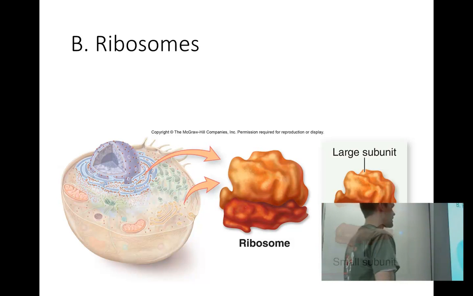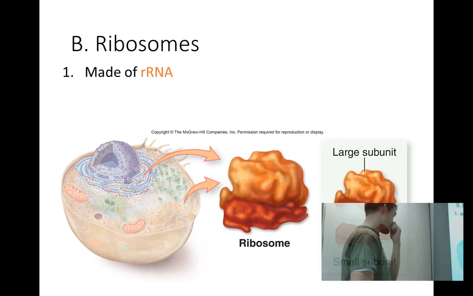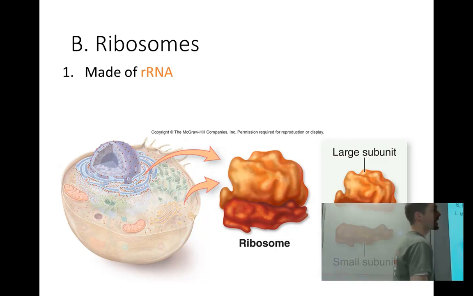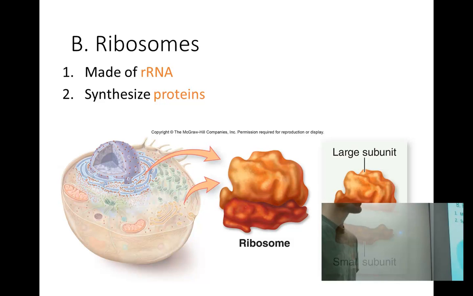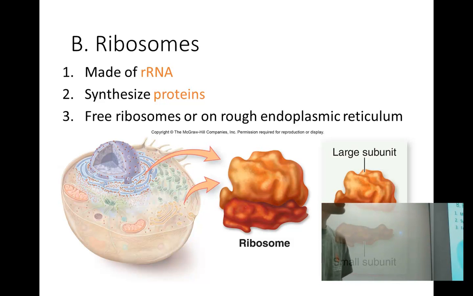Okay, ribosomes are not an organelle, but they do reside on organelles. They're made of ribosomal RNA. Go figure. They synthesize proteins, all the stuff we've talked about. And you have 2 types. These little red dots out here are ribosomes. These are called free ribosomes.